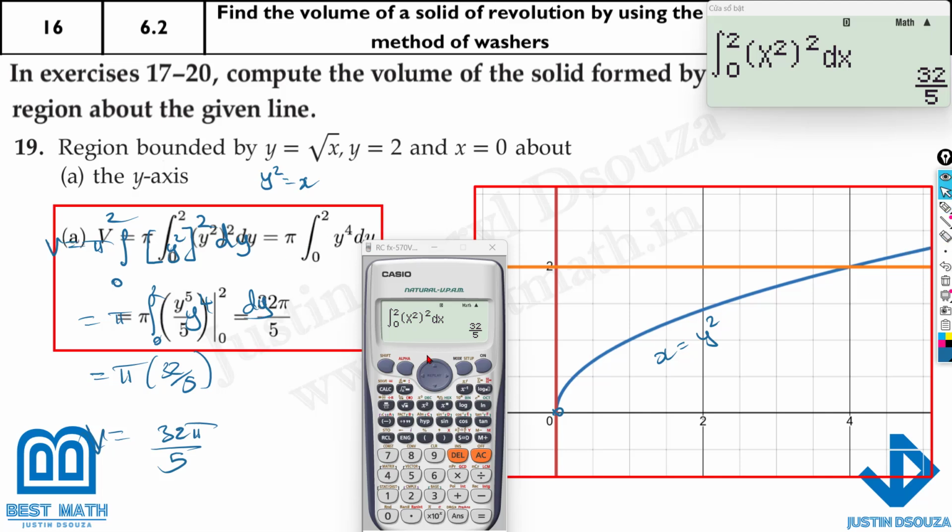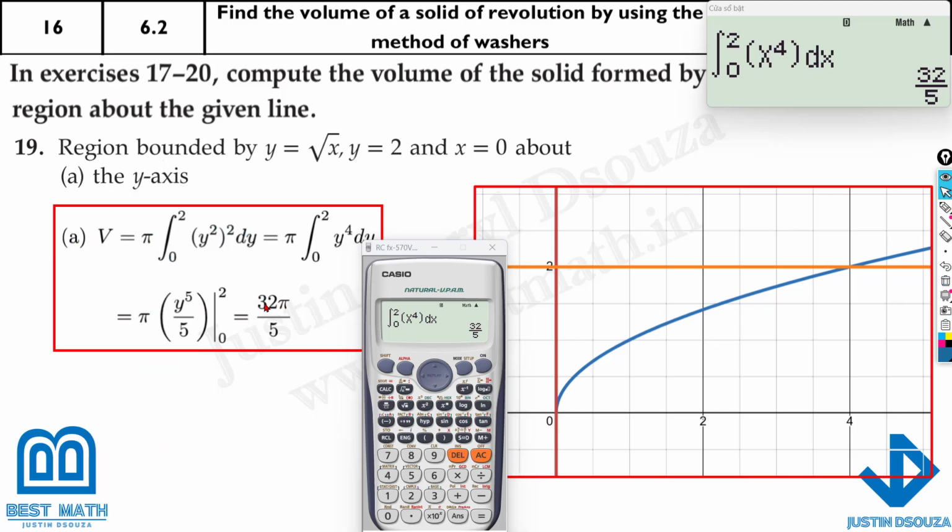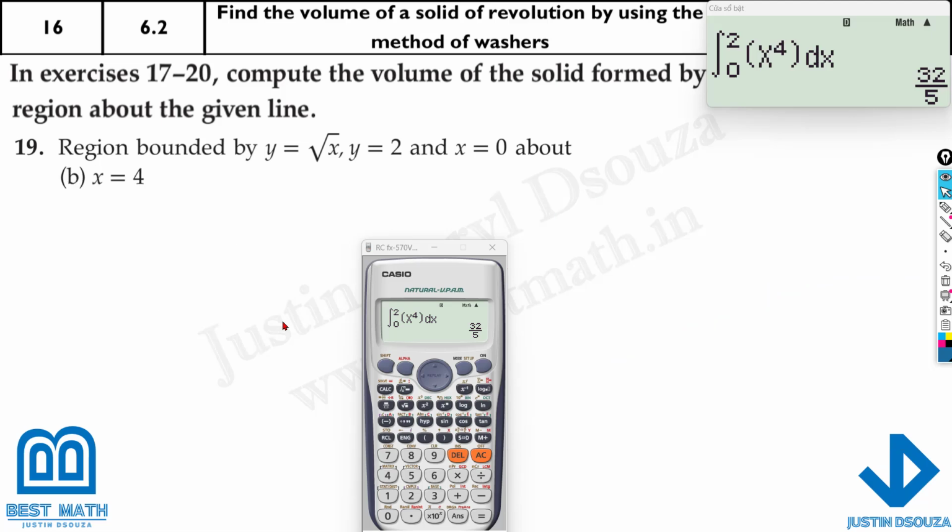And here we go, it's 32 by 5. Or you can just try directly doing it as power 4, like this, and close the bracket, you will get the same answer, 32 by 5. But remember, pi is also there, so it will be 32 pi by 5.